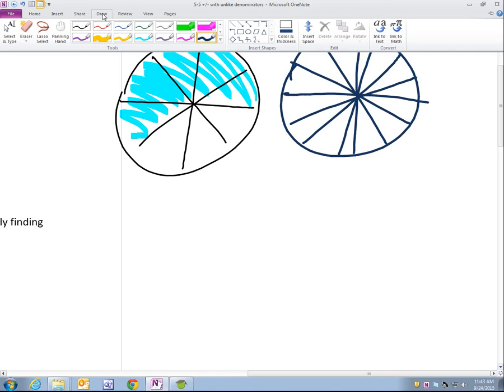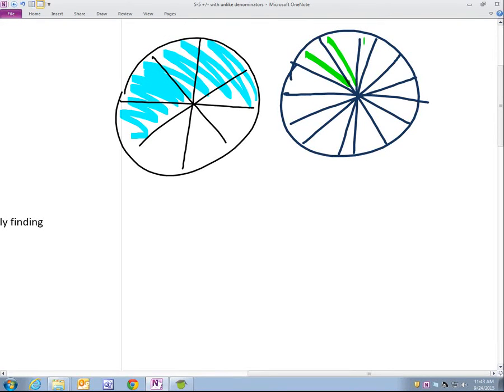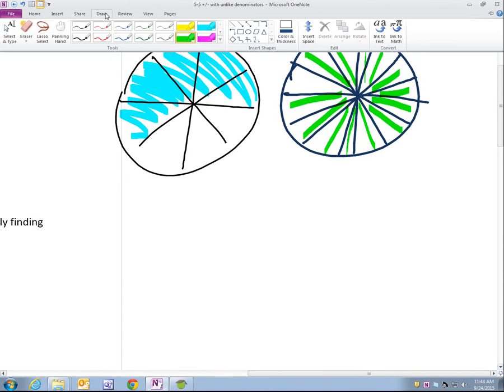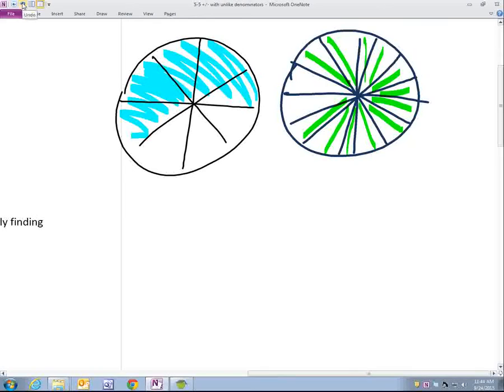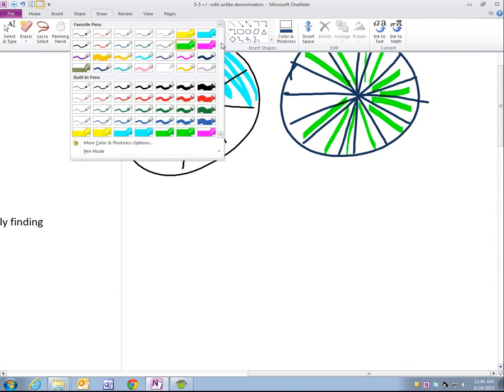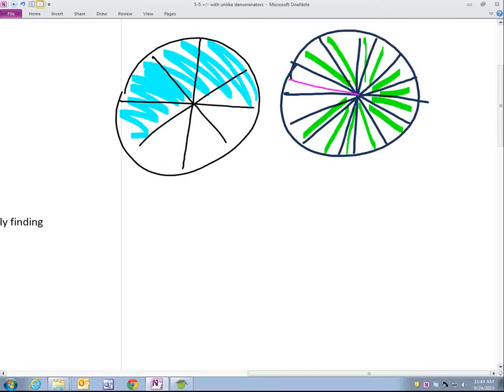They had 15. 1, 2, 3, 4, 5, 6, 7, 8, 9, 10, 11, 12, 13. Darn it. That didn't work as well as I wanted it to. I was trying to do it too quick. Looks like that guy lied. There. So we have 1, 2, 3, 4, 5, 6, 7, 8, 9, 10, 11, 12, 13, 14, 15.